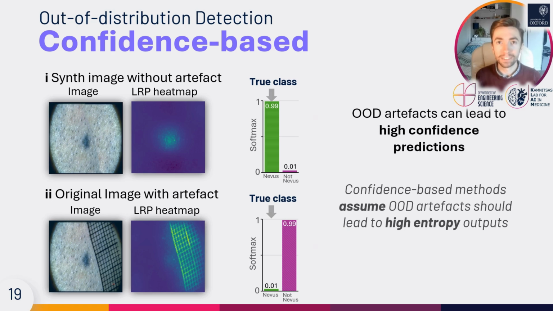And this is really important to point out because, in fact, OOD artifacts can lead to high confidence predictions. This is counterintuitive, but it can happen due to several reasons. One potential reason is the model can learn correlations in the training data. And if an OOD artifact resembles a pattern, it could cause the model to give a high confidence prediction. You may remember earlier in the talk, I said that confidence-based out-of-distribution detection methods rely on the assumption that OOD artifacts should lead to high entropy outputs. Well, this example illustrates that that's not always true. And it's a key reason why confidence-based methods perform poorly at out-of-distribution detection.